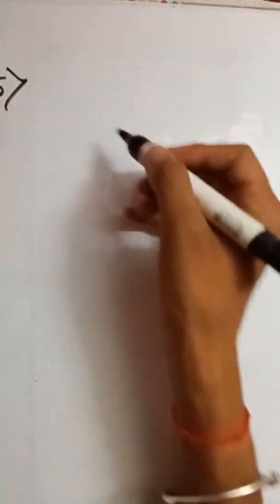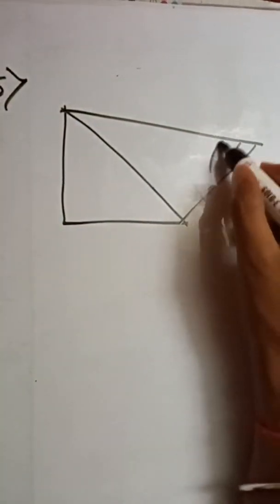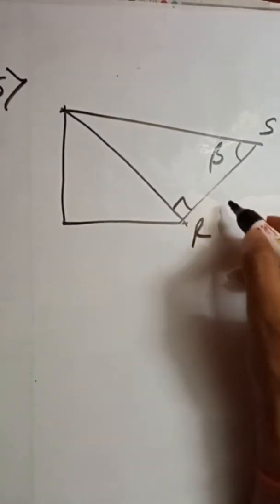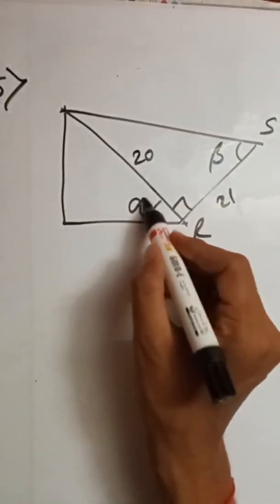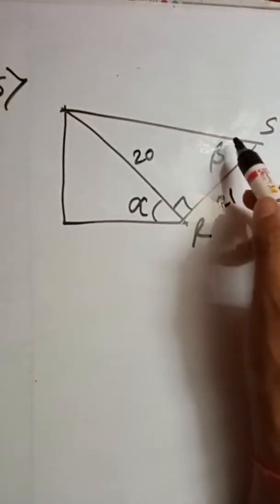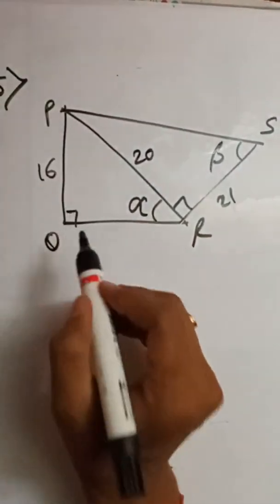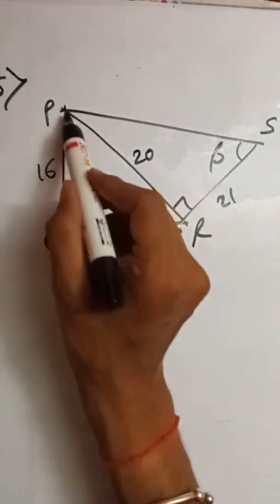Next sum. This sign is alpha, this sign is beta. They are just unknown variables, like we have x or theta. Here they have given alpha. Now the first thing is, see this triangle PQR.